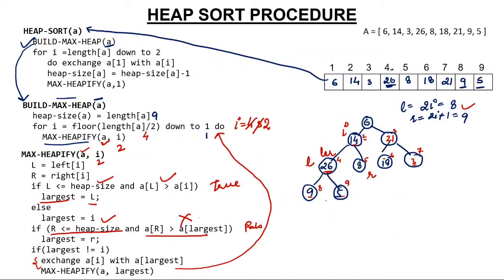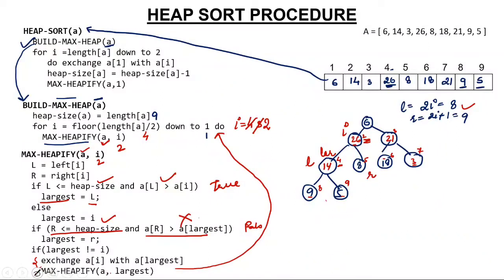Again I'll check, is largest not equal to I? Yes, largest and I are not equal, because largest is at index 4 and I is at index 2. Since they are not equal, I'll exchange A[I] and A[largest]. When I exchange them, 14 will come here and 26 will come here. So 14 will come here, 26 will come here.